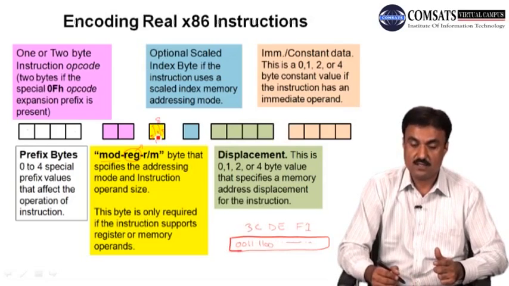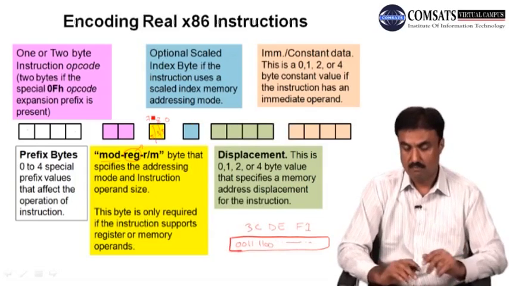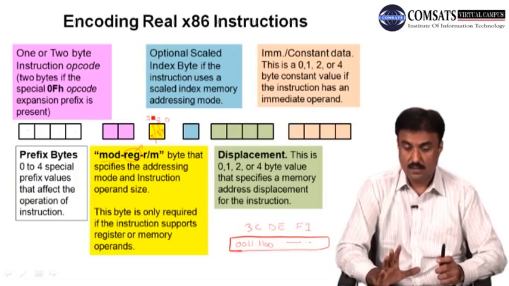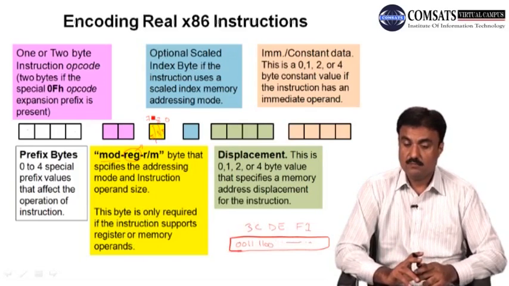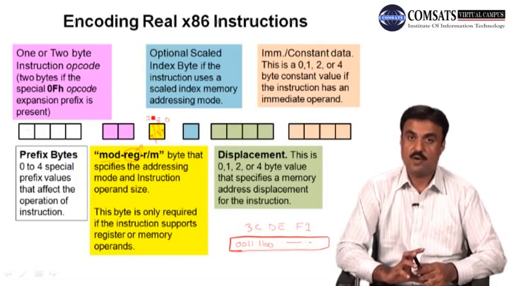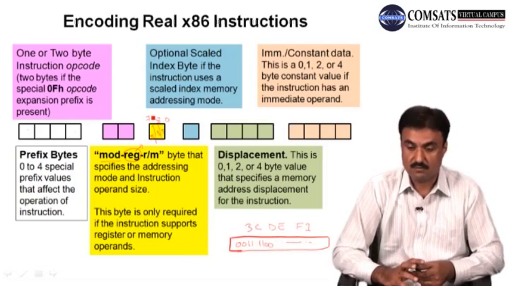So it is divided in such a way, starting from the least significant bit here, for example, and most significant bit here, whatsoever the bit pattern is. Now this byte will identify the addressing mode and the instruction operand size, whatever type of operands you are using.